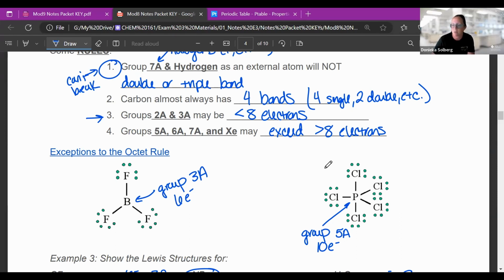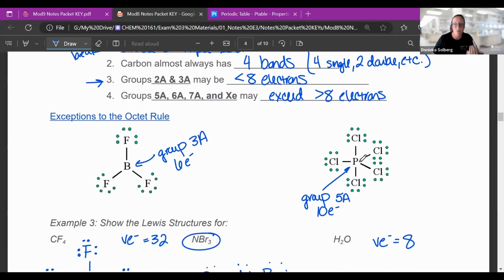I filled up my chlorines with dots. That's the right number of valence electrons. I'm done. There's nothing I can do. I don't have more to put on phosphorus, but if you look right now, it has 2, 4, 6, 8, 10 electrons around it. But there's nothing I can do. They all have to be bonded together. And actually, this is pretty stable as well.